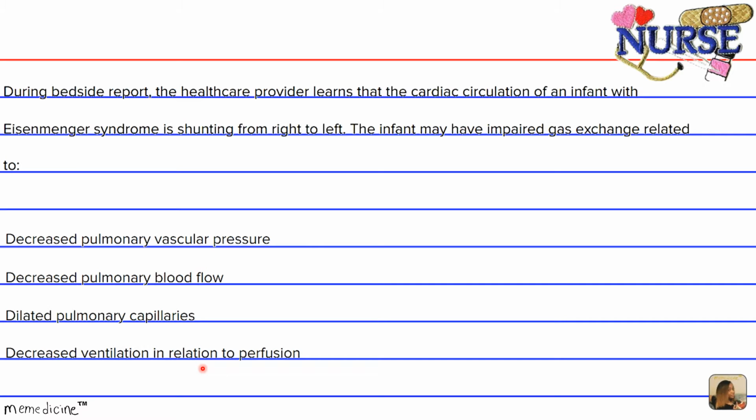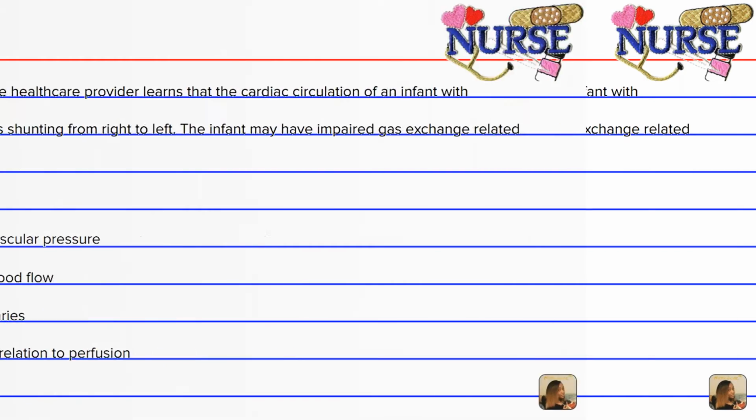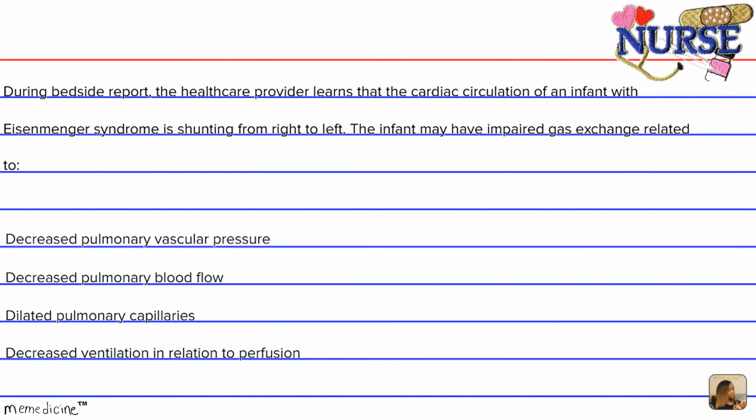I'll give you a moment to select the correct cause of impaired gas exchange. Okay, so basically, when the pressure on the right side of the heart increases, blood in the right ventricle will be shunted or pushed to the left ventricle through a ventricular septal defect. And deoxygenated blood, as I told you before, will mix with oxygenated blood, leaving the heart to be delivered to the rest of the body.